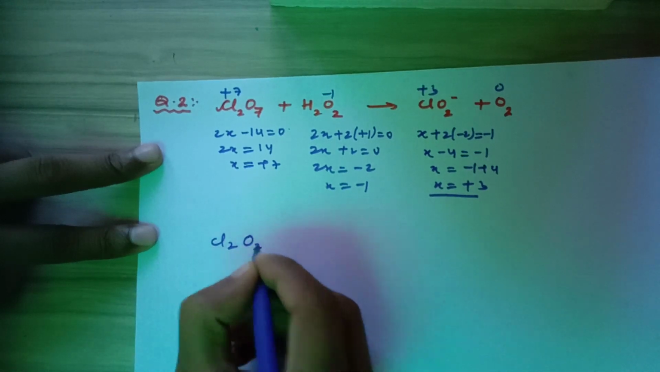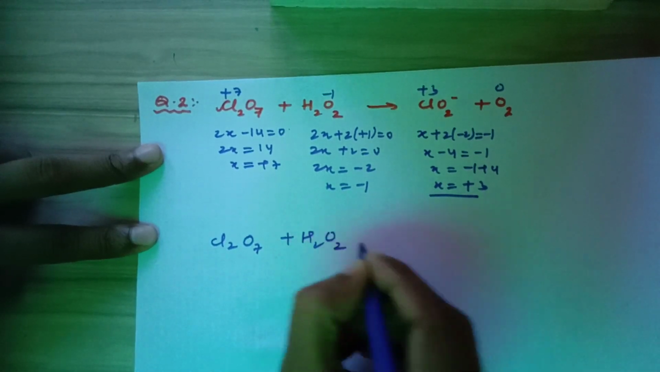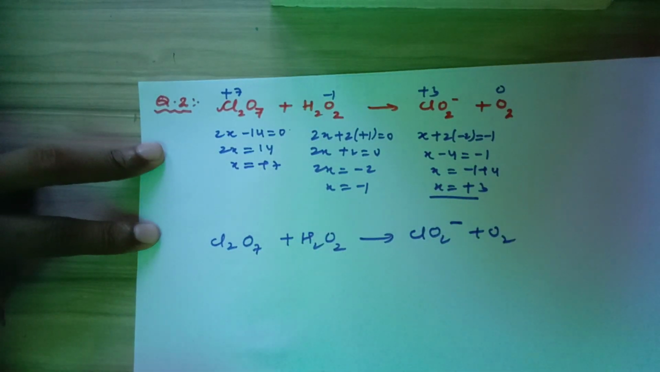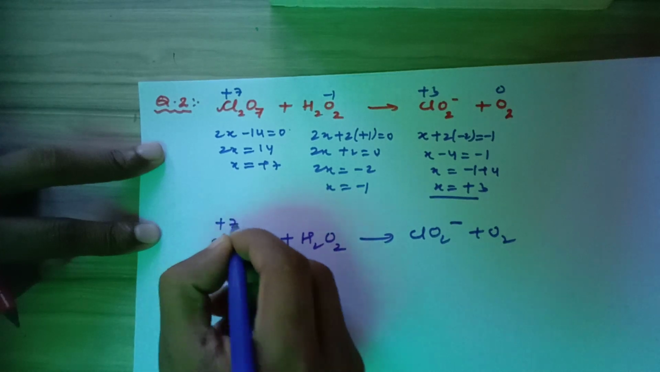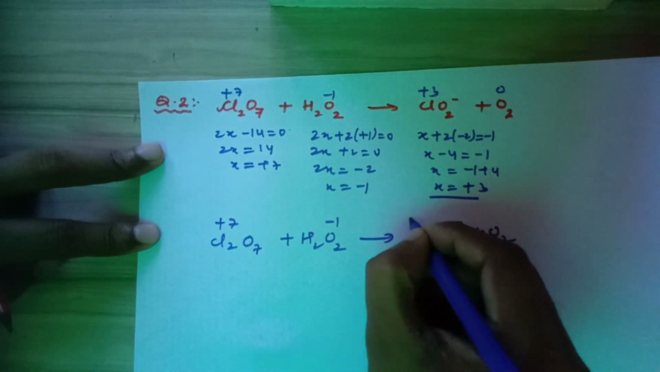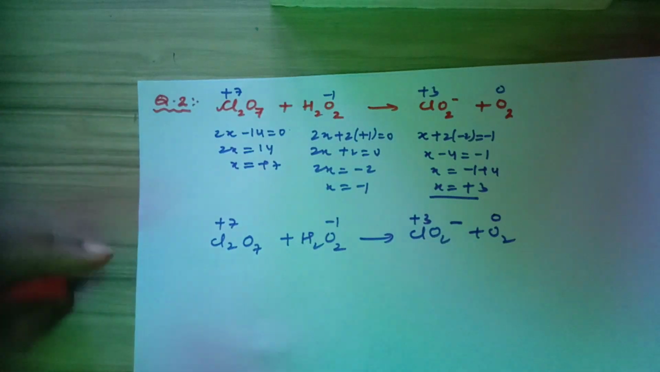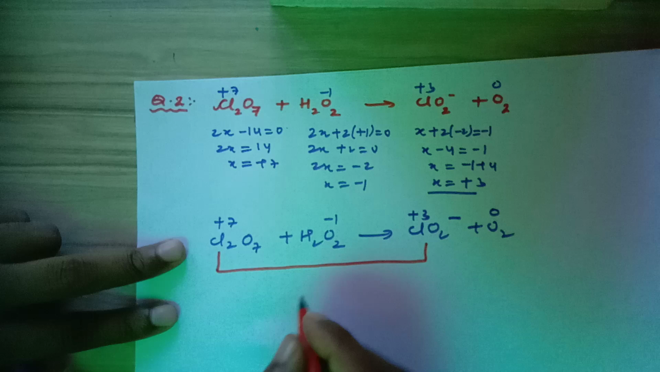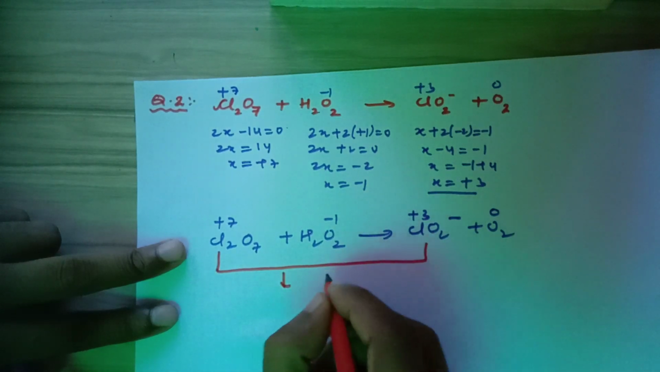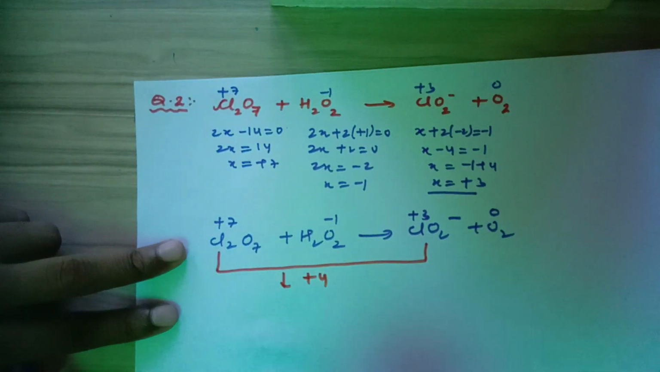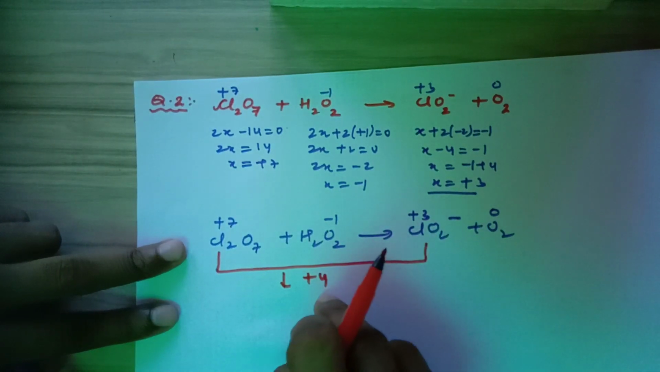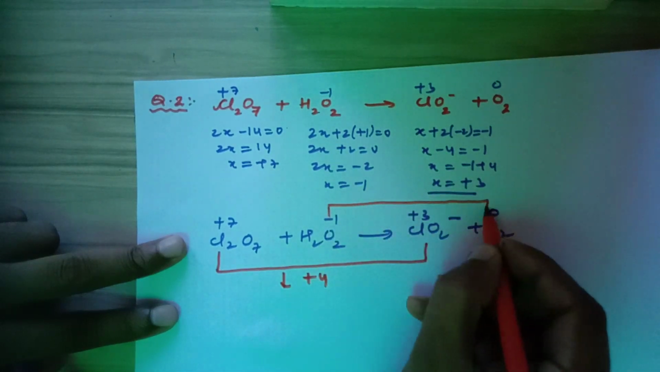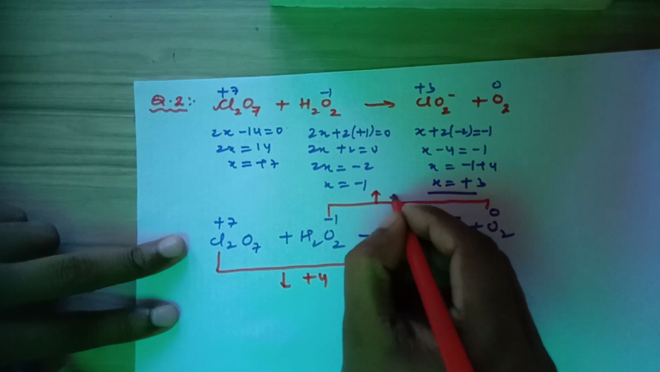It is Cl2O7 plus H2O2 giving ClO2 minus plus O2. Now since the charge over here is plus 7, here it is minus 1, this one is plus 3 and this is 0. So let's see the change in oxidation state. Here chlorine is plus 7, here it is plus 3. So there is a decrease in oxidation state by 4, plus 7 minus 3 gives 4. Here oxygen is minus 1 and it's going to 0. So there is an increase in oxidation state by 1.